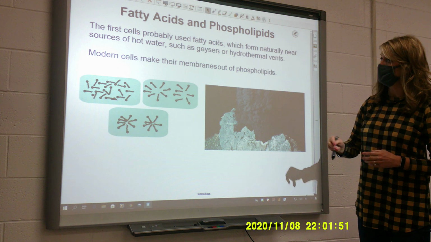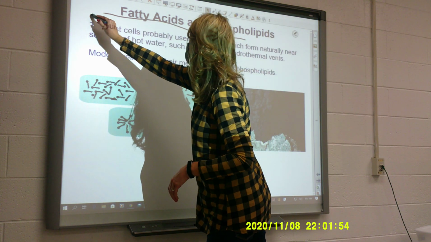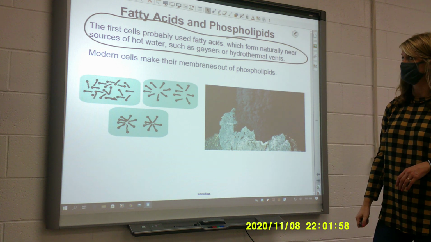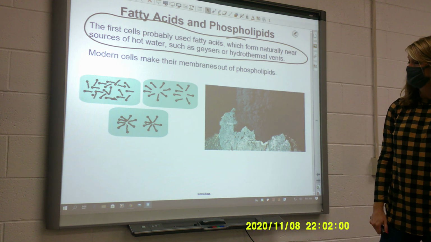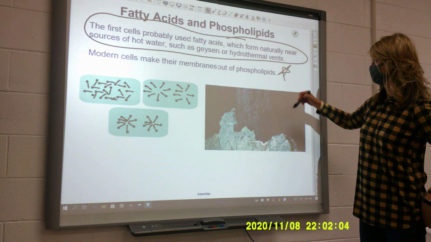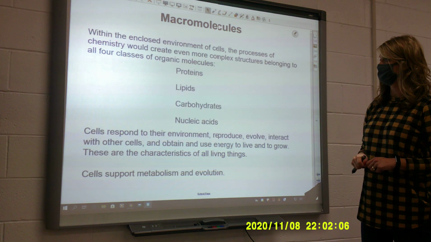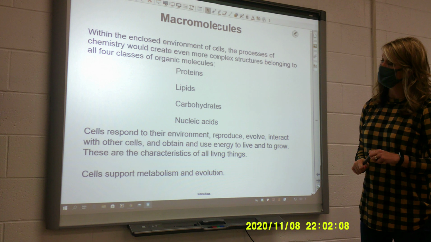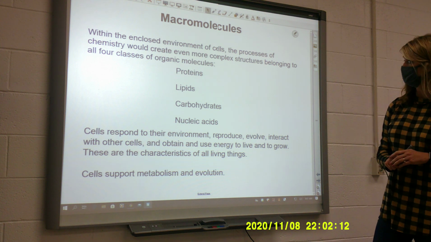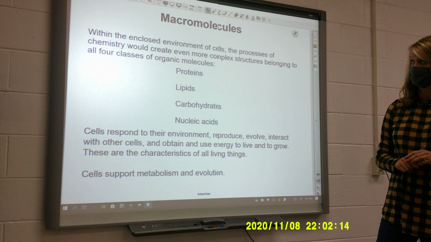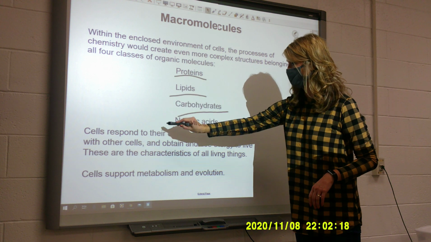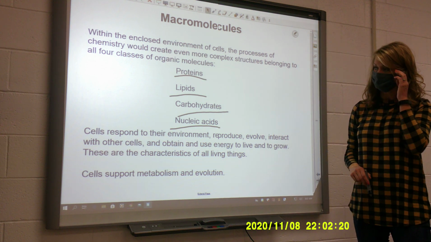The first cells probably used fatty acids, which form naturally near sources of hot water, such as geysers or hydrothermal vents. Modern cells make their membranes out of phospholipids. Within the enclosed environment of the cell, the processes of chemistry would create even more complex structures belonging to all four classes of organic molecules: proteins, lipids, carbohydrates, and nucleic acids.